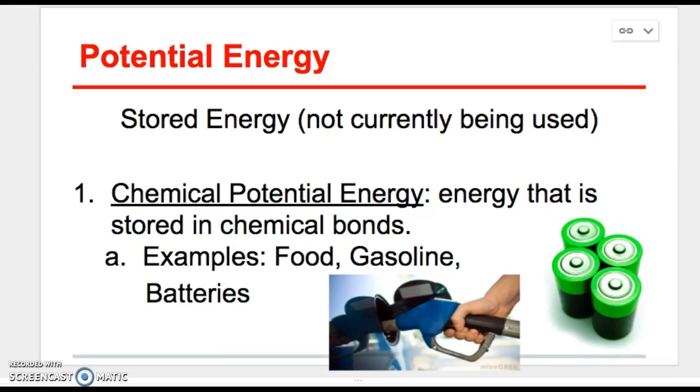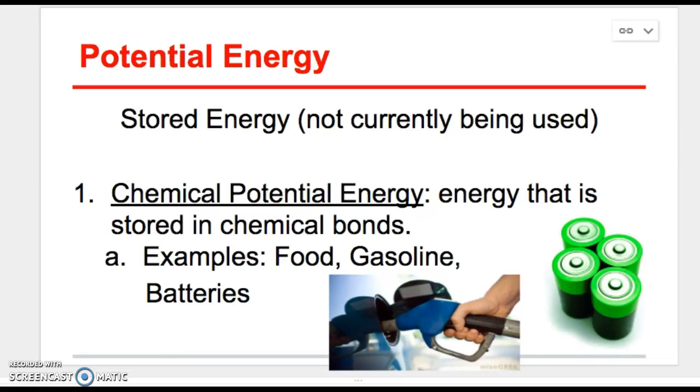So if you think about maybe that bag of chips you have in your backpack, that food has energy, but it's not energy that's being used yet because you haven't eaten it yet. Once you eat it, your body's going to turn it into energy, right? Before you eat it, that energy is stored in the food, waiting for you to use it.